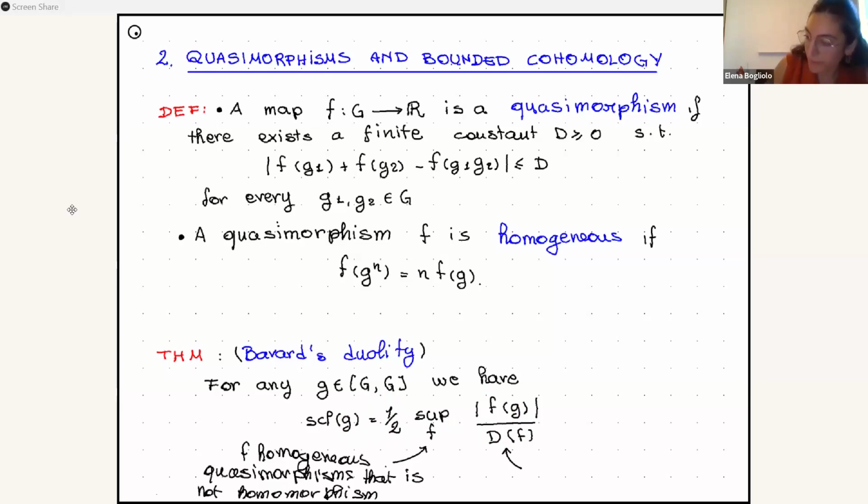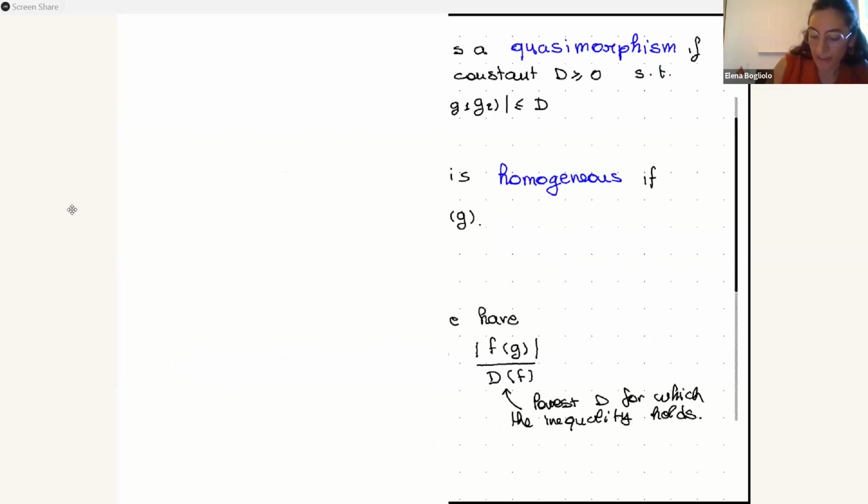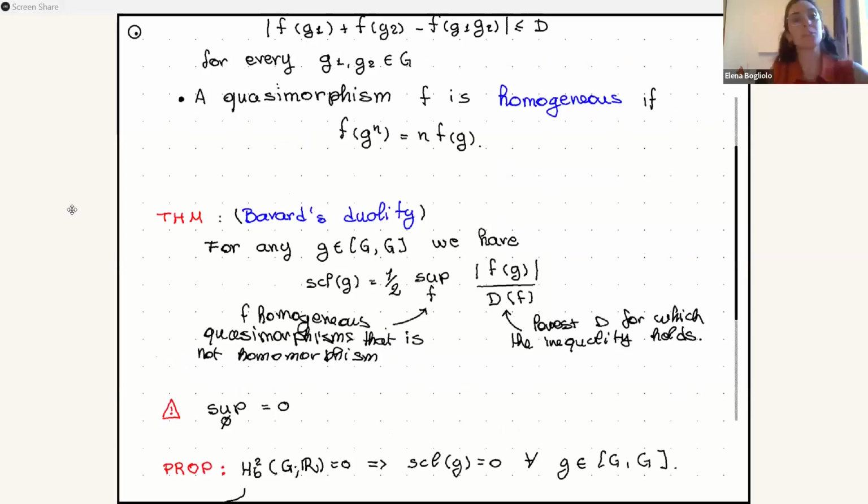And with df, we define the lowest d for which the inequality in the definition holds. Okay. And when we take the supremum over the empty set, we say that the supremum is 0.